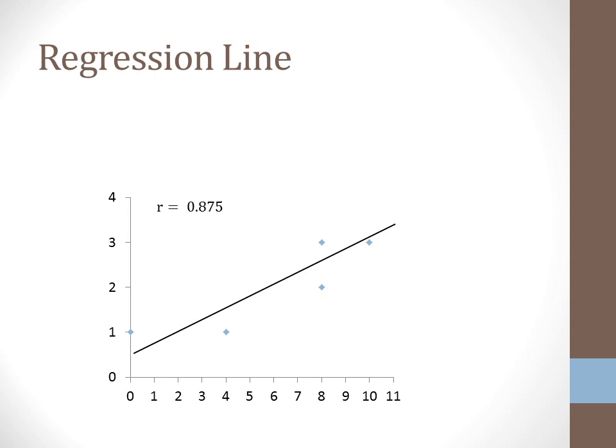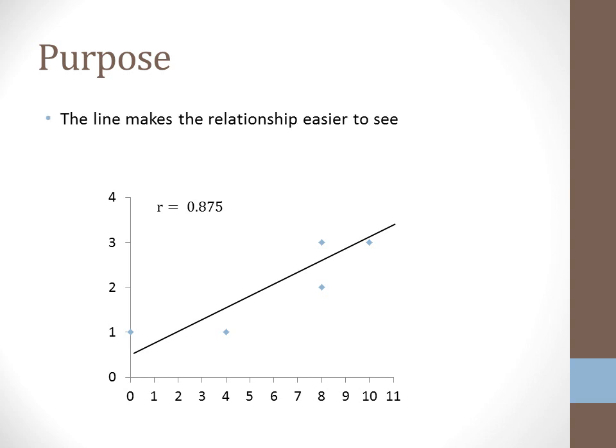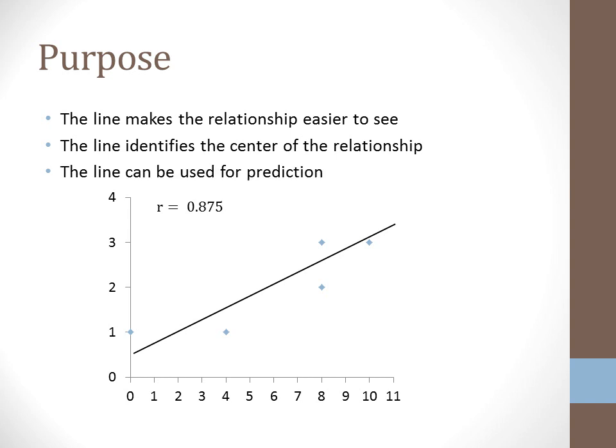In other words, we have drawn a line through the middle of the data points. This line serves several purposes. First, the line makes the relationship between the variables easier to see. Next, the line identifies the center or the central tendency of the relationship, just as the mean describes the central tendency for a set of scores. Thus, the line provides a simplified description of the relationship. Finally, the line can be used for prediction. The line establishes a precise relationship between each x value and each corresponding y value.